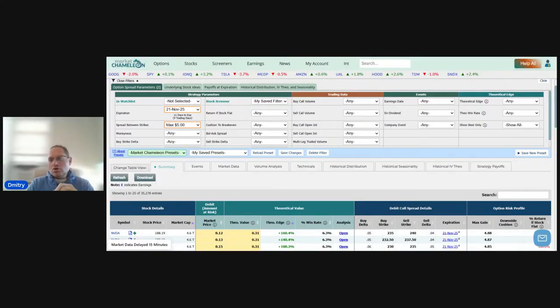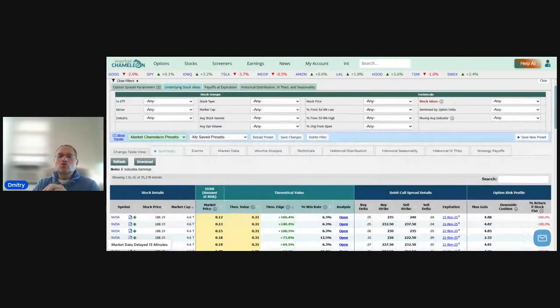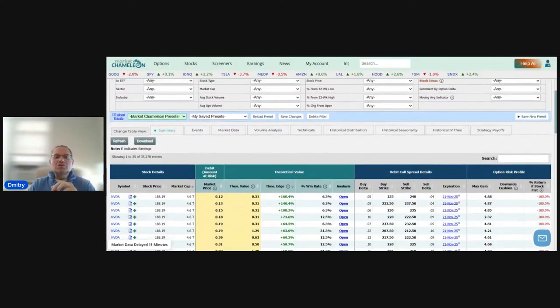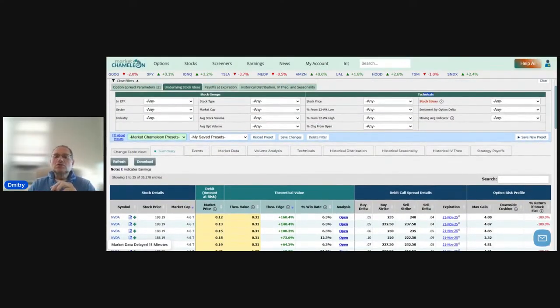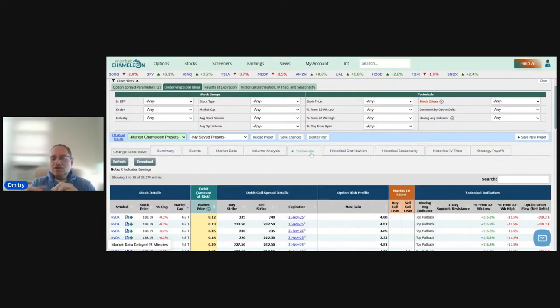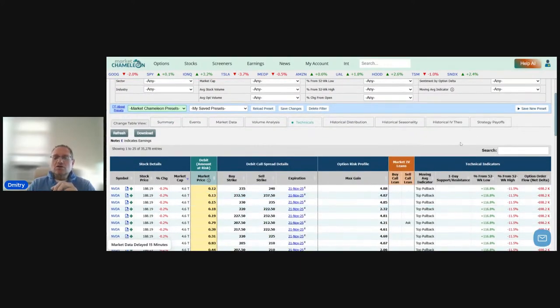But in this example, what we want to do is combine a stock technical indicator along with our option call spreads. And to do that, we have a few different indicators up top. So if we go to this tab, underline stock ideas, over here, we see different types of technicals over here. And I'm going to just change the tab up here from the summary to technicals. So we kind of have some of them listed out here.